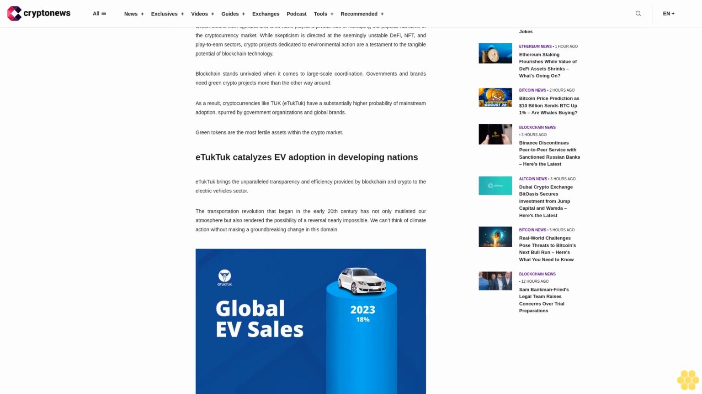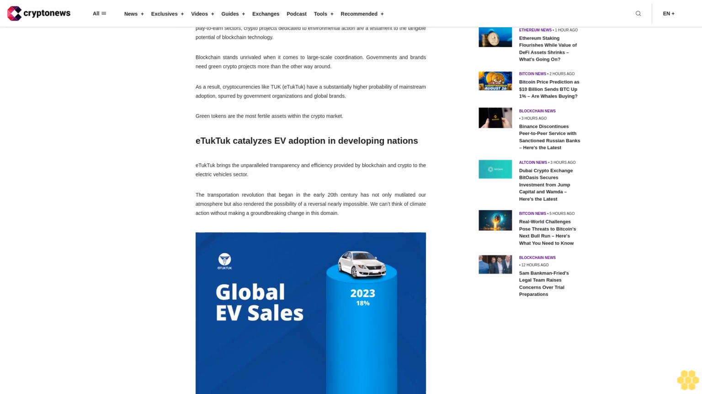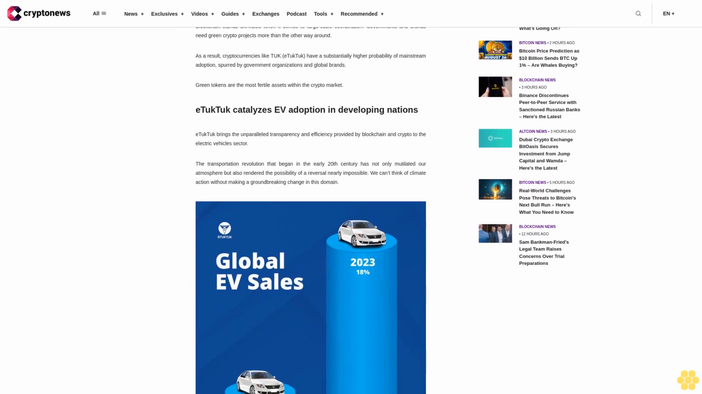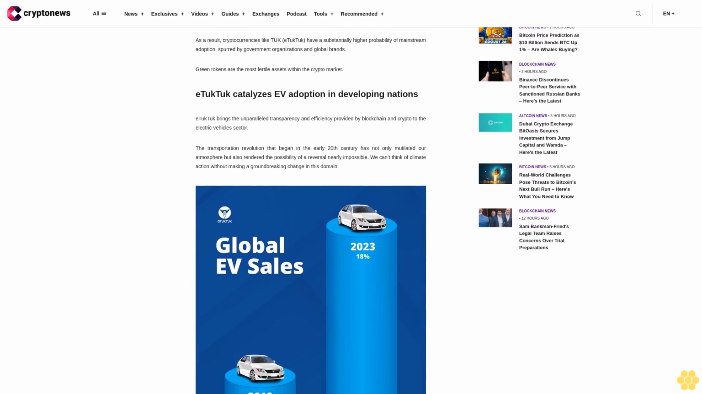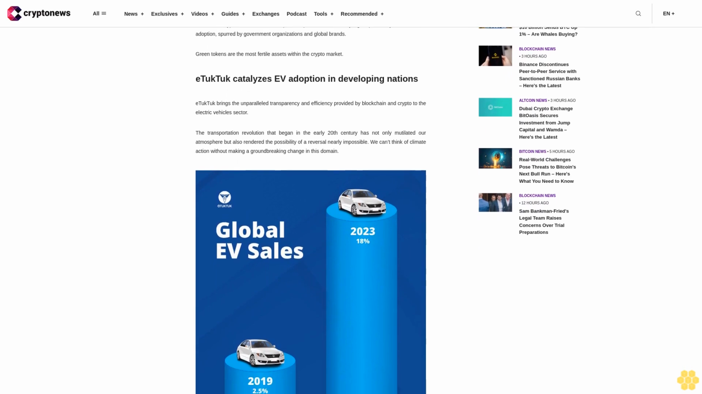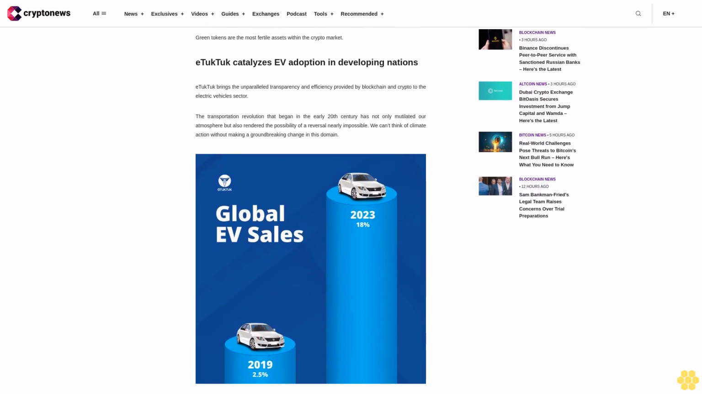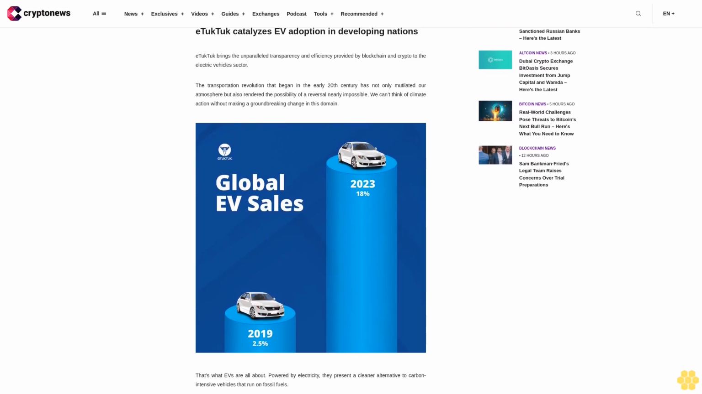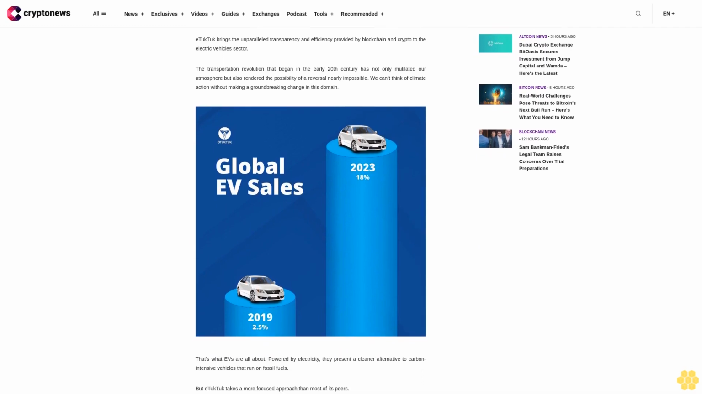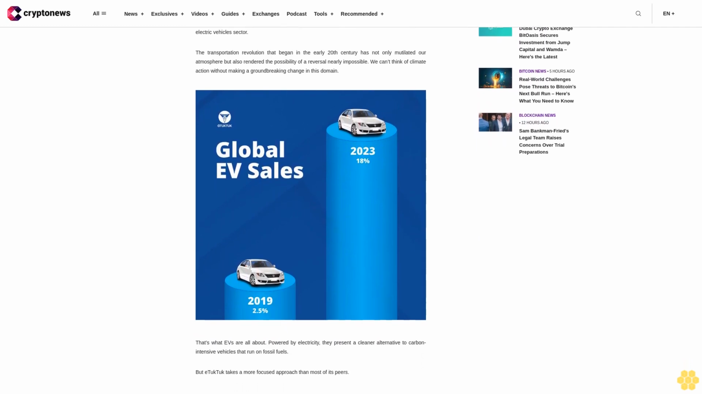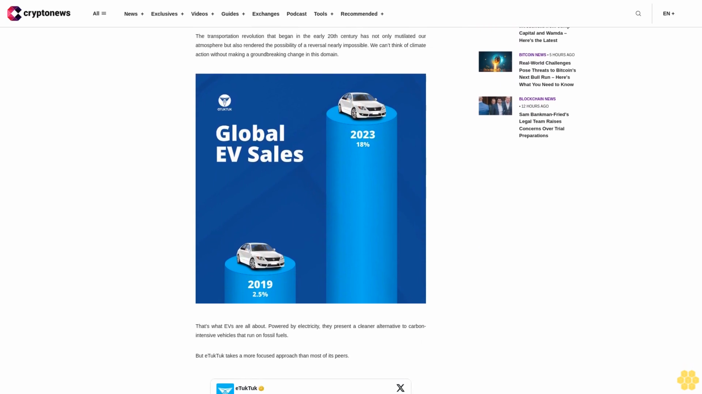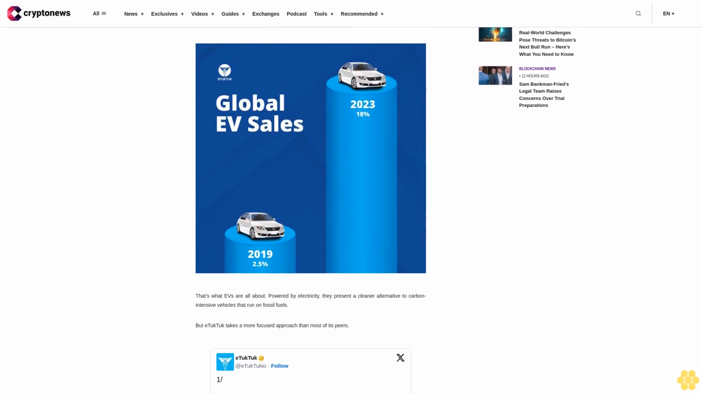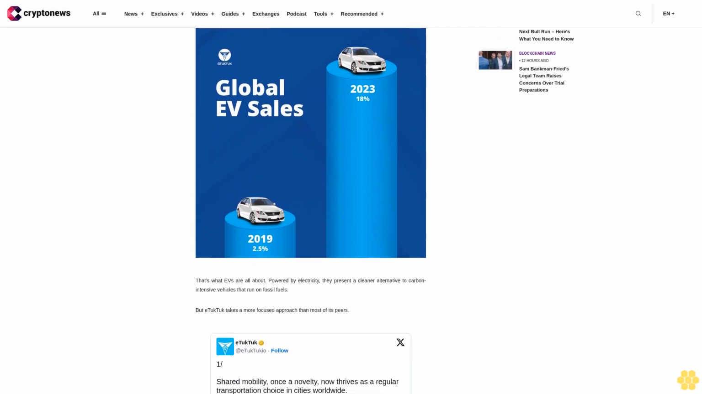But eTukTuk takes a more focused approach than most of its peers. EVs are not for all, but eTukTuks are. EV adoption is obviously the answer to climate change, but it's not for everyone, at least not yet. While moving to EVs is a tangible solution in developed countries, EVs don't make sense to people from developing countries, economically speaking. EVs are more expensive than their carbon-intensive counterparts, making them unviable for people from developing nations. They are left with no choice but to trade the lower operational and maintenance costs for lower initial capital. Although there is a rich minority that can buy EVs in every developing nation, the poor EV infrastructure lets them down and deters wider adoption further.